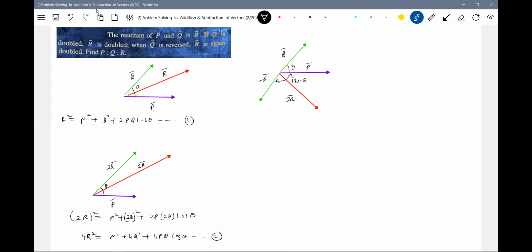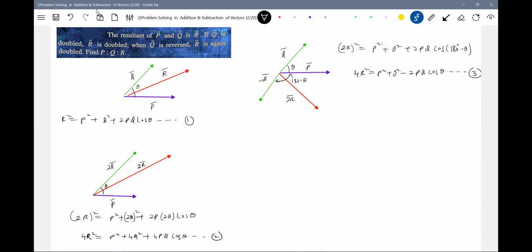Now what is the resultant? P bar and minus Q bar are the two vectors. So (2R) whole square equals P square plus Q square plus 2PQ cos of the angle between them, which is 180 degrees minus theta. Cos of 180 minus theta is minus cos theta. So minus 2PQ cos theta, and the left side is 4R square. Okay, this is equation number 3.